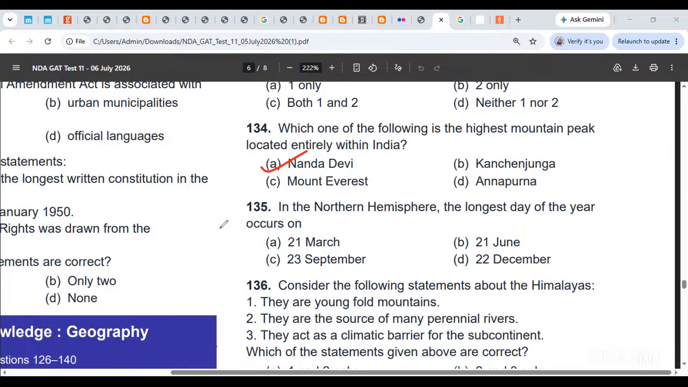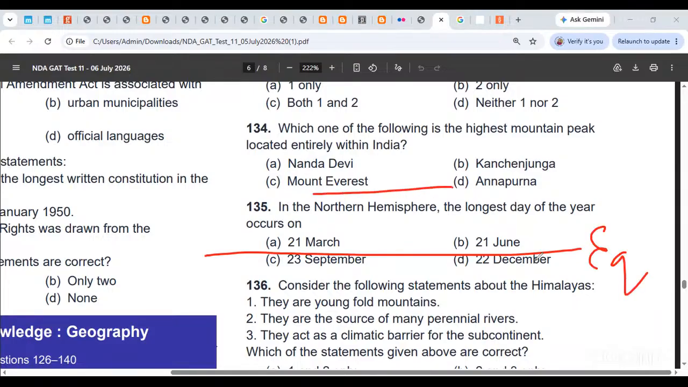Question 135. In the northern hemisphere, the longest day of the year occurs on 21st March, 21st June, 23rd September, 22nd December. Once again, these are your questions. You are saying this is the equator. This we call the equator, this the tropic of Cancer, and this the tropic of Capricorn.